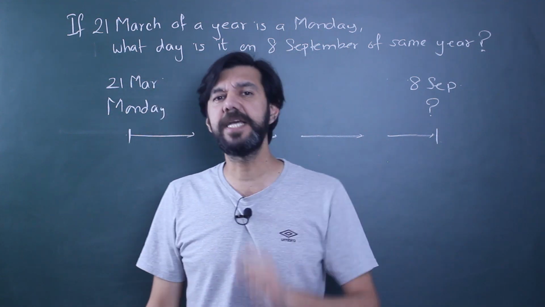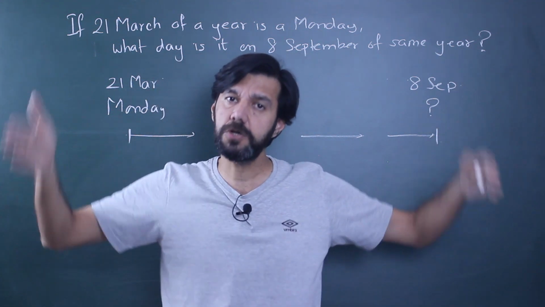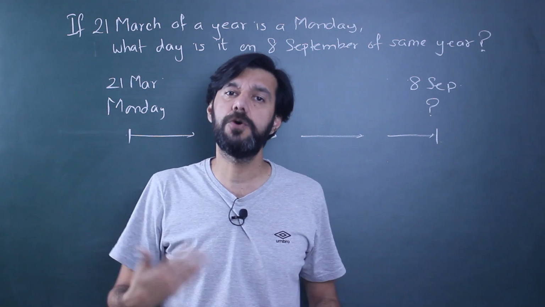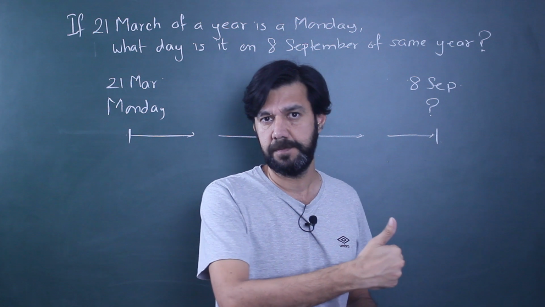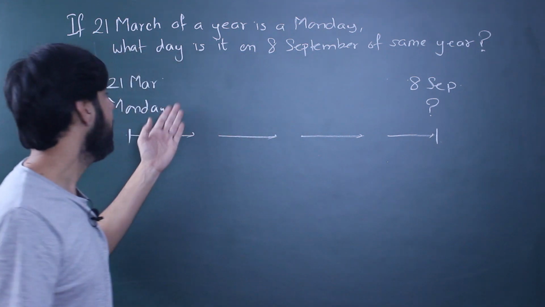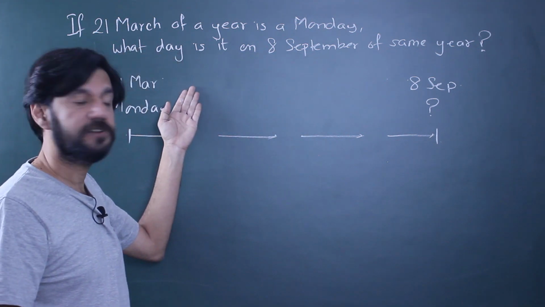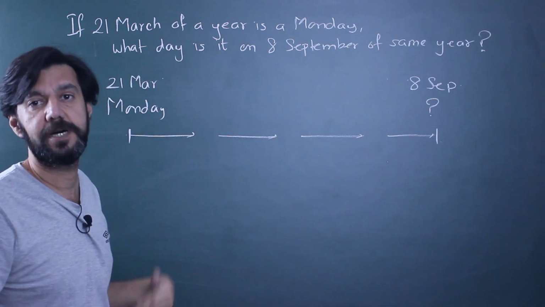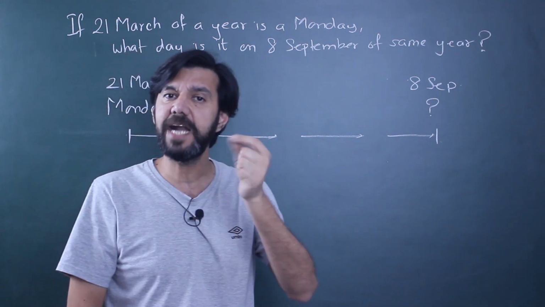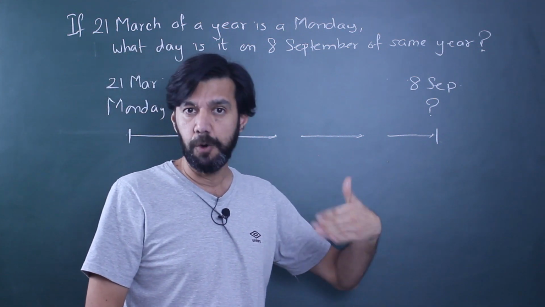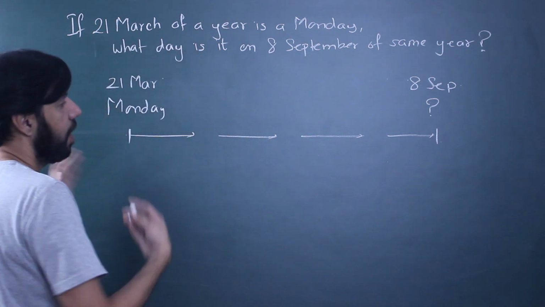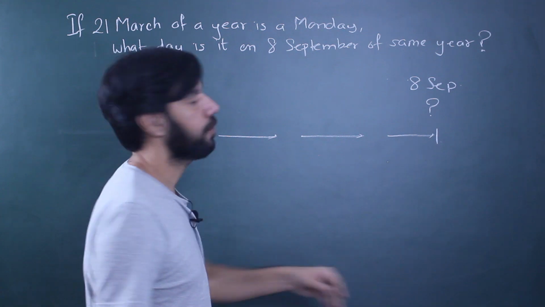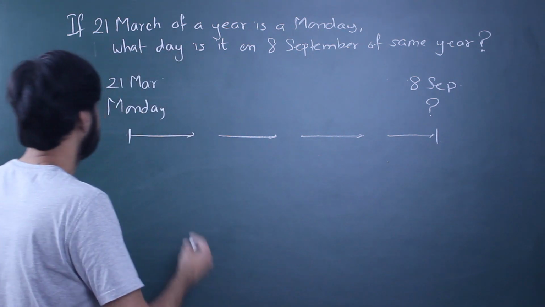A slightly easier way would be, why even bother about the total number of days? Why don't we just collect the extra days in each month, right? So rather than add 30 days of April, 31 days of May and so on, we'll just add the extra days over and above the complete weeks that are present. This is a standard way that we are going to do most questions, so please pay attention.